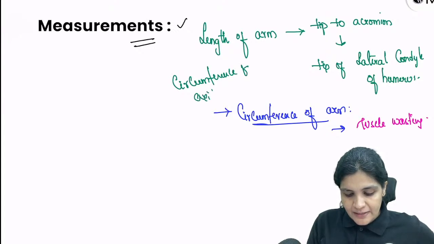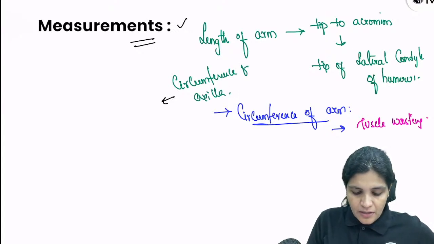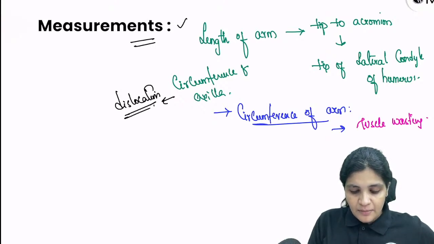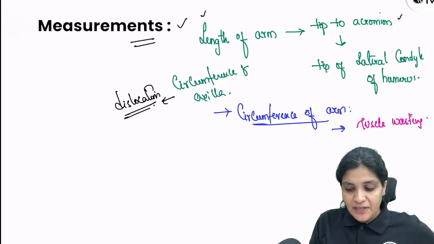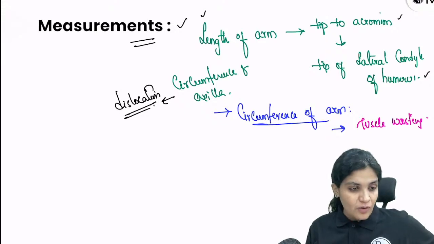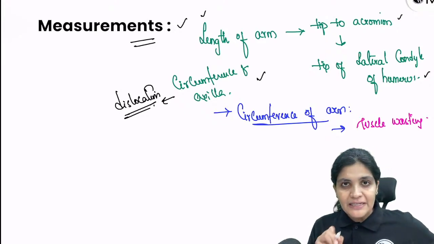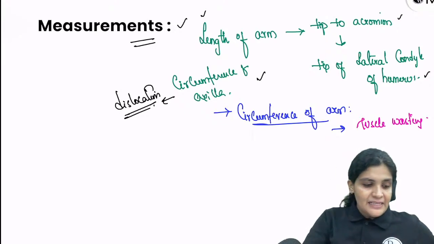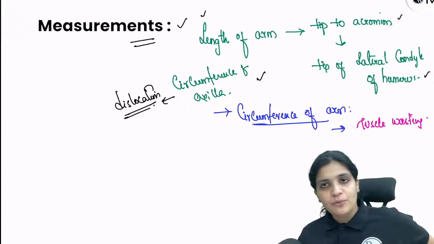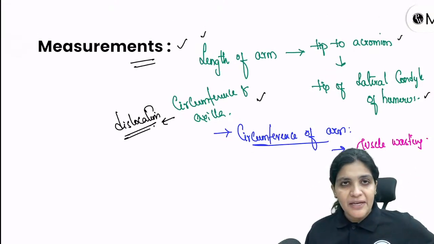Of axilla, it is mainly useful in case of dislocation, right? So these are the measurements. The length of the arm is from the tip of the acromion to the tip of the lateral condyle, and then we are going to measure the vertical circumference of the axilla and then the circumference of the arm. This is mainly for the muscle wasting. So these are the measurements.